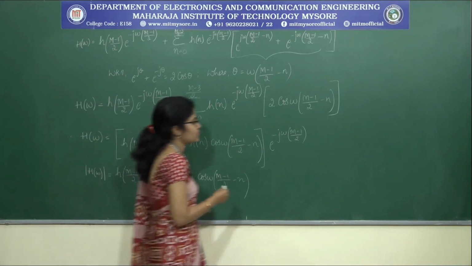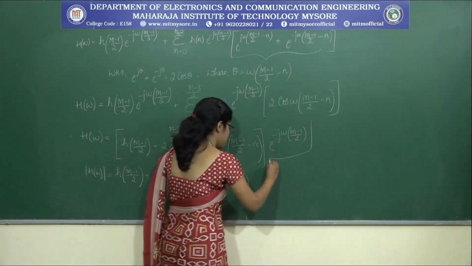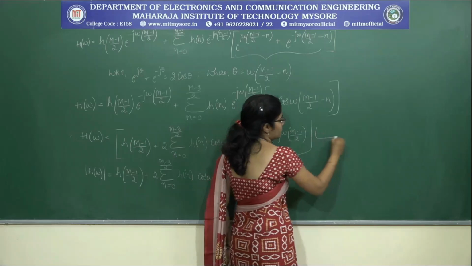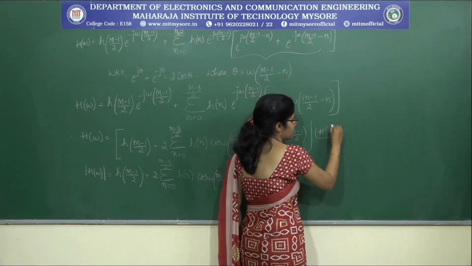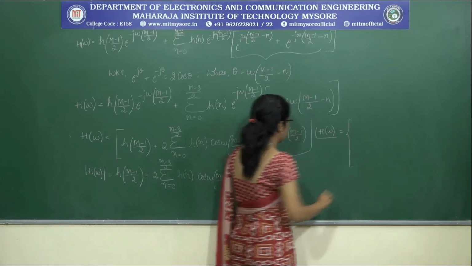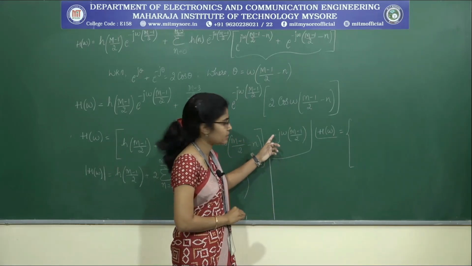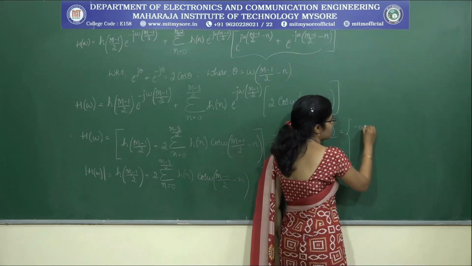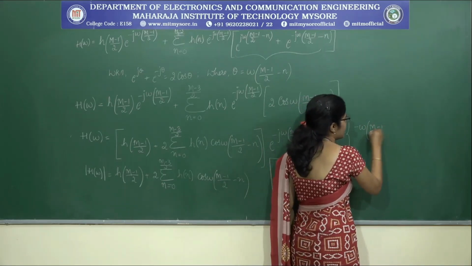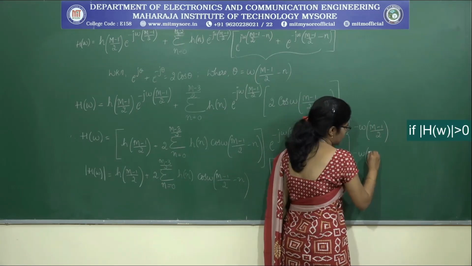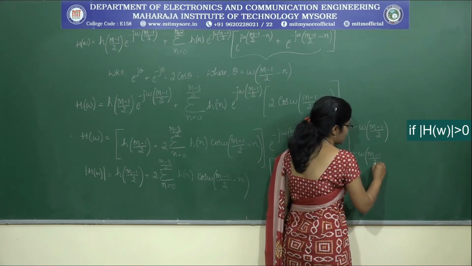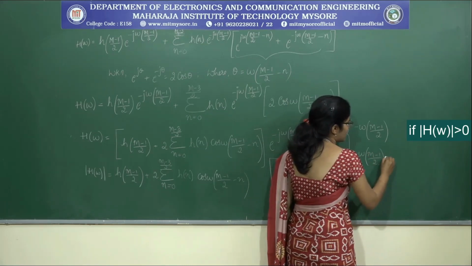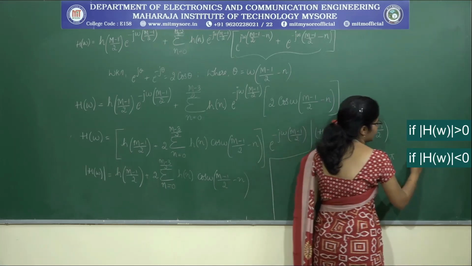If I write with respect to phase, the phase of H of omega will be equal to, so what is the phase? It is nothing but minus omega (m minus 1)/2 when the magnitude is greater than 0, and it will be equal to minus omega (m minus 1)/2 plus pi when the magnitude is lesser than 0.